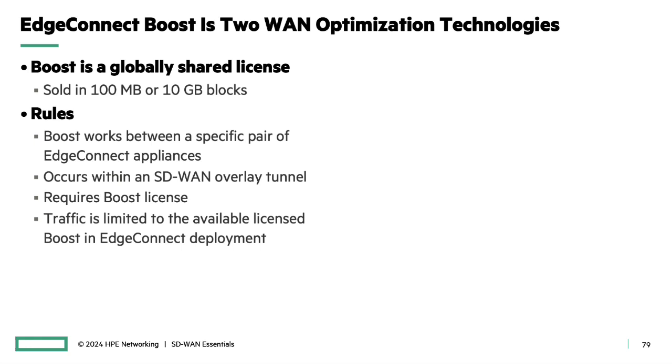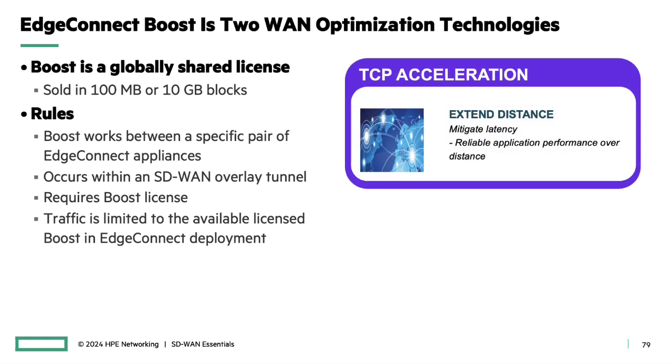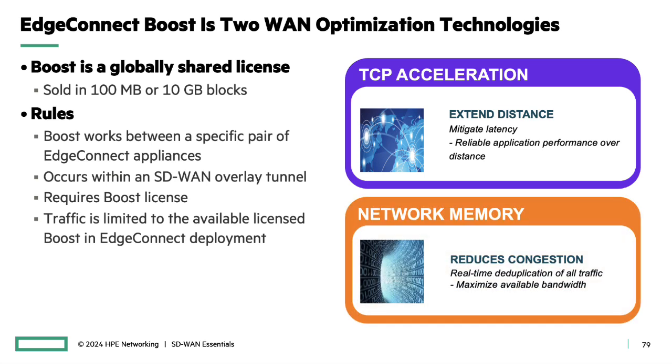As mentioned, a Boost license is required, and traffic is limited to the available licensed Boost configured in the EdgeConnect deployment. If traffic that is boostable exceeds the amount of Boost configured in the EdgeConnect, that excess traffic will not be boosted. As mentioned, Boost is two WAN optimization technologies: TCP acceleration, which mitigates latency, and network memory, which reduces congestion in the form of compression and deduplication of data.